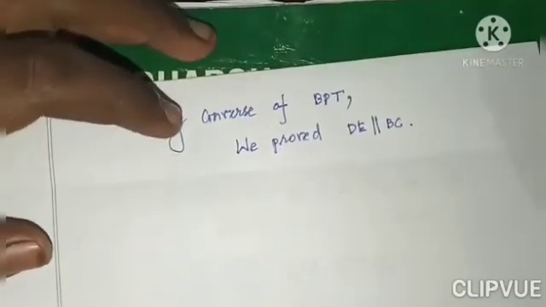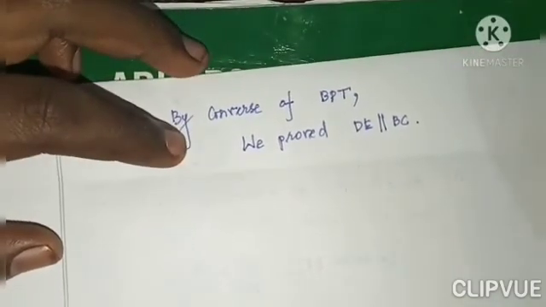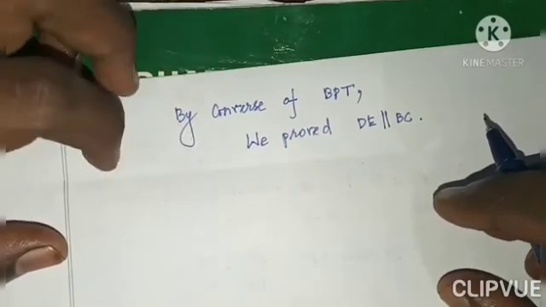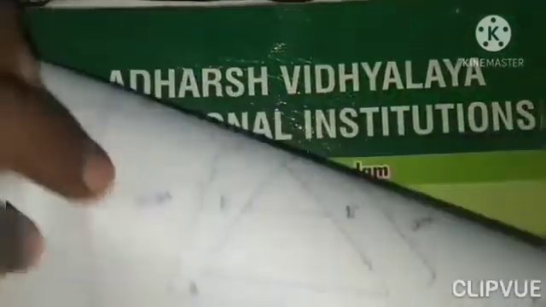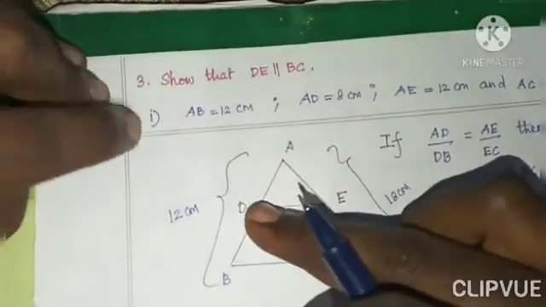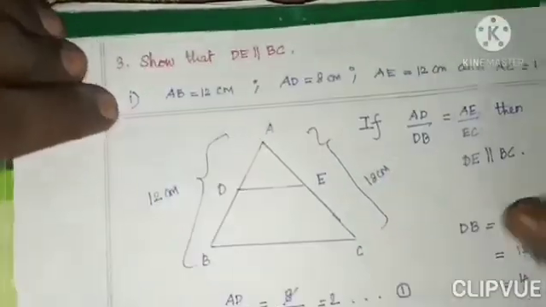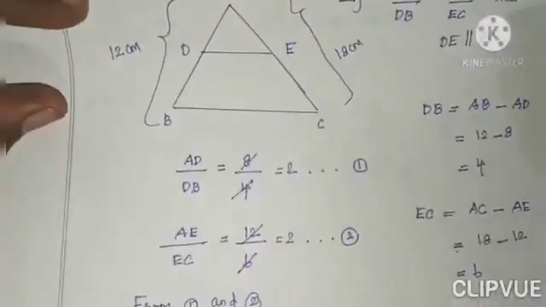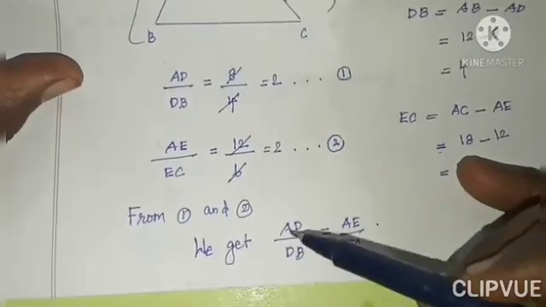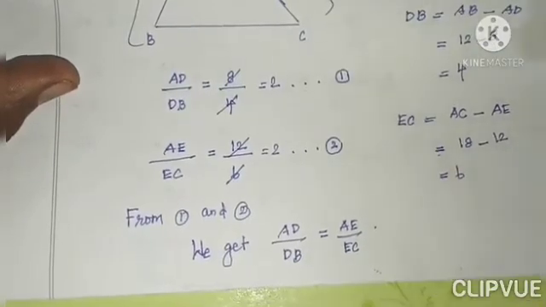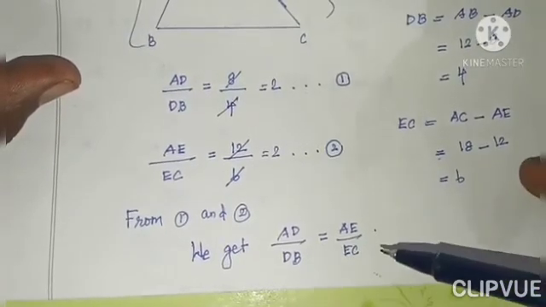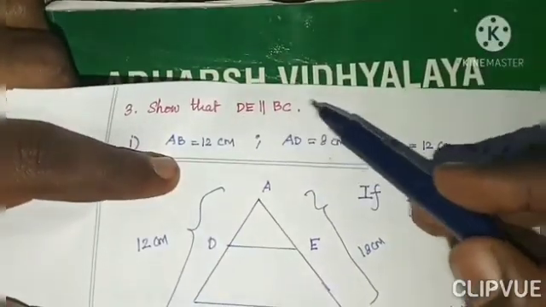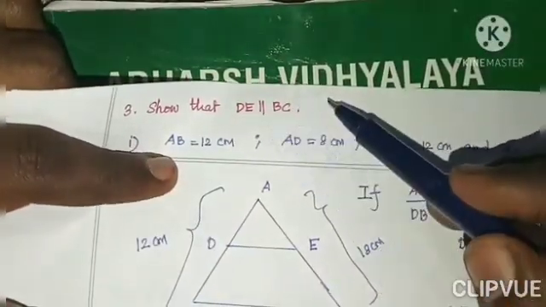Like the second problem, I give you as homework. Third question, second subdivision is homework, similar to the first subdivision. Third question first subdivision, you are going to do that and verify whether AD by DB is equal to AE by EC or not. If AD by DB equals AE by EC, it means that DE is parallel to BC, or else it is not parallel to BC.